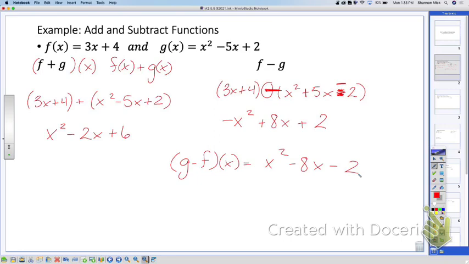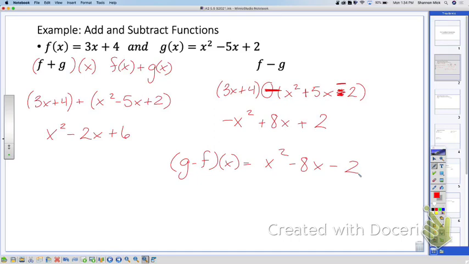Yes. Now, could I do this with 3 functions? Could I do it with 6 functions? Could I do it with 38 functions? Yes. So I can continue. Now, can you see why it would be helpful to do things in function notation rather than write them all out? It would be a pain, right?